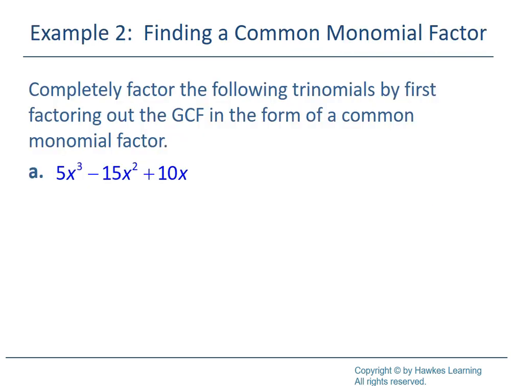All right, let's try this one. Now, as we look at this one, we see there is a common factor in each one of 5x. So here we get then a x squared minus 3x plus 2. And we can check it again to be sure we've done it right.